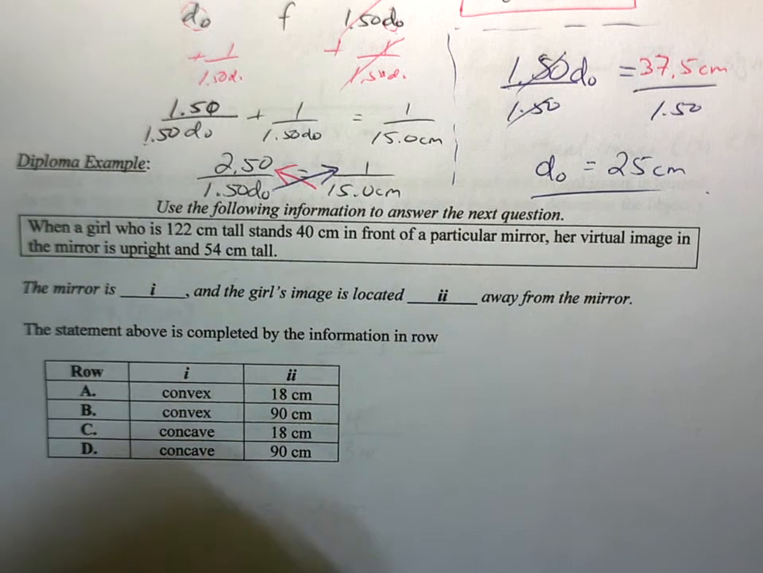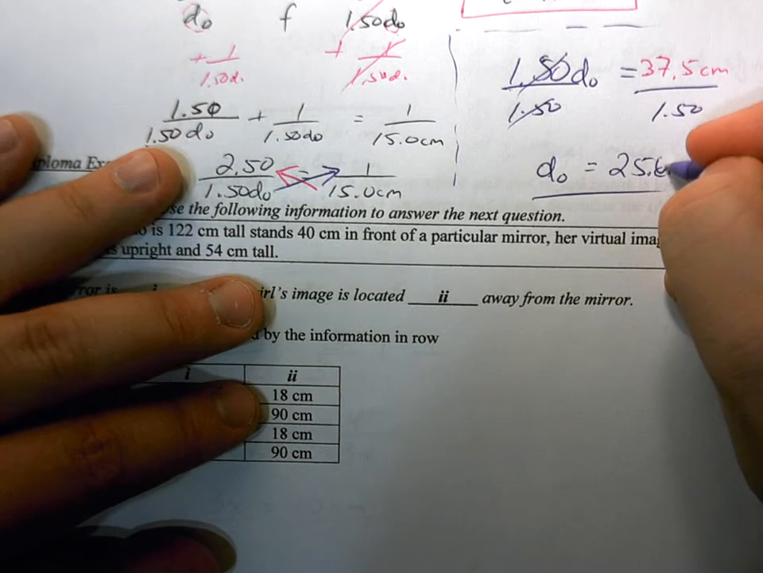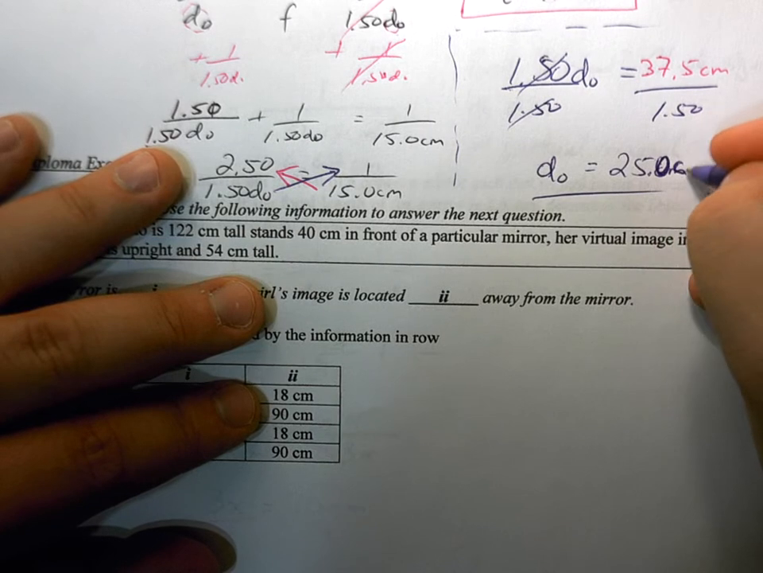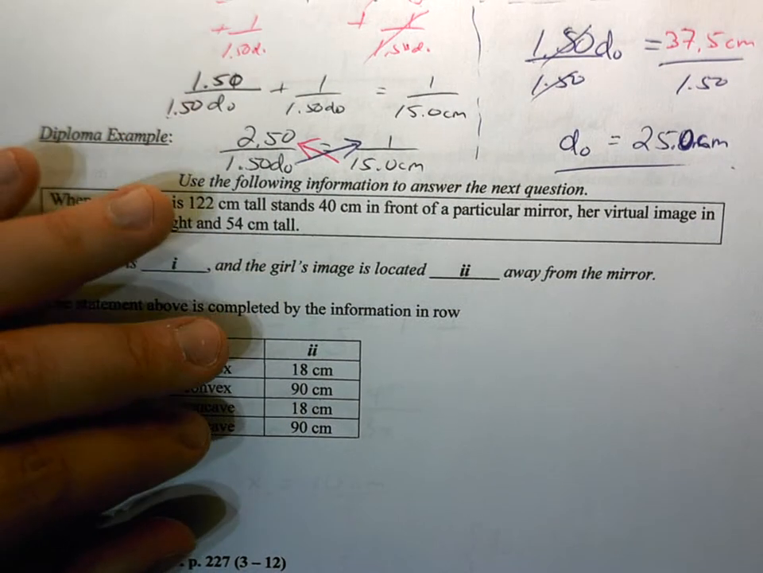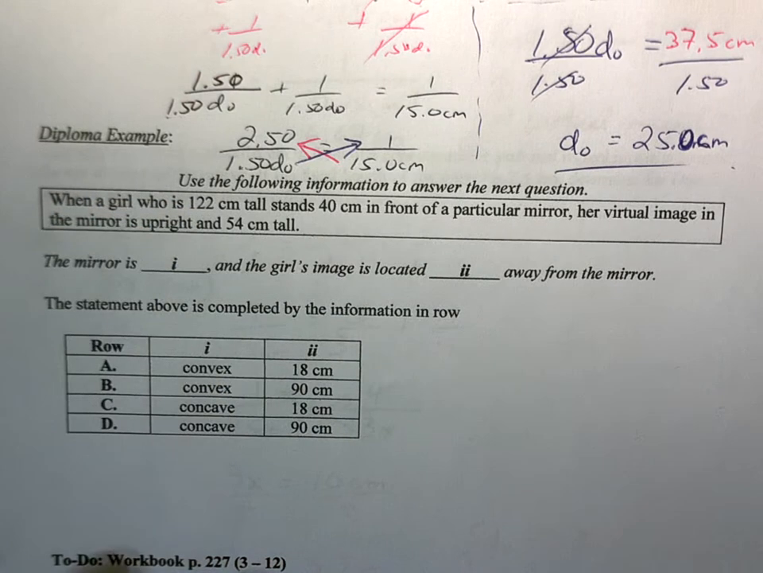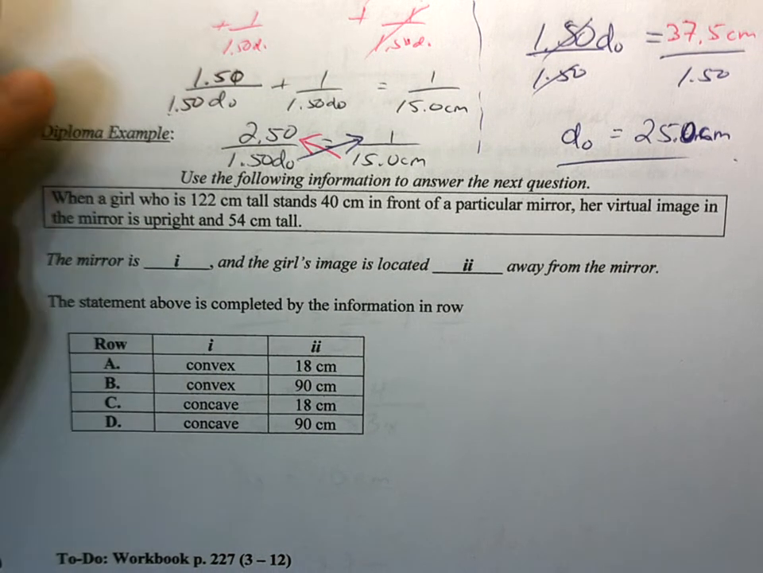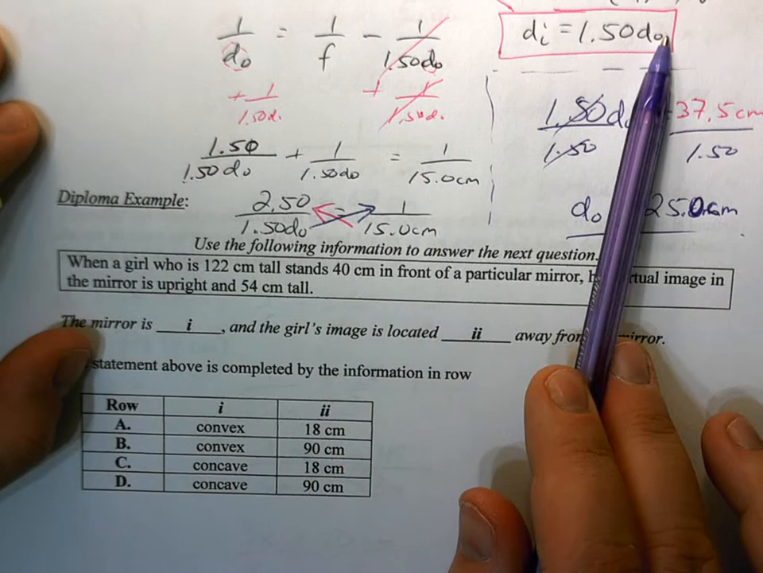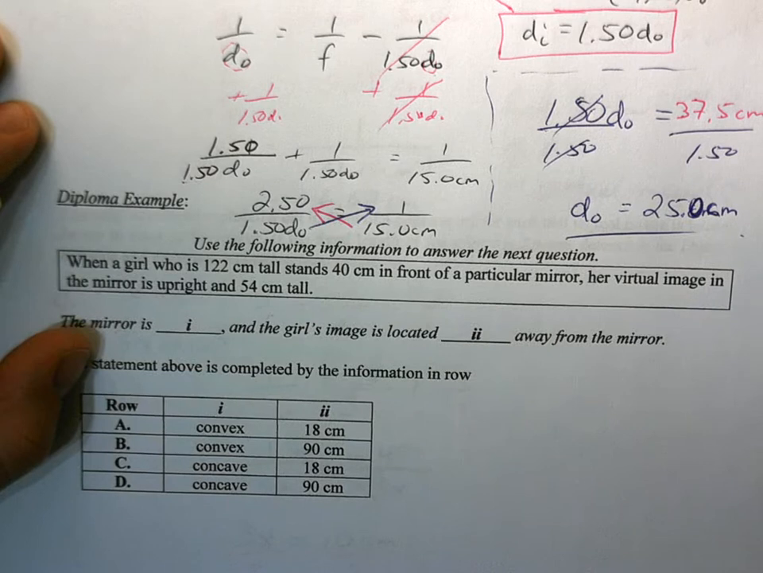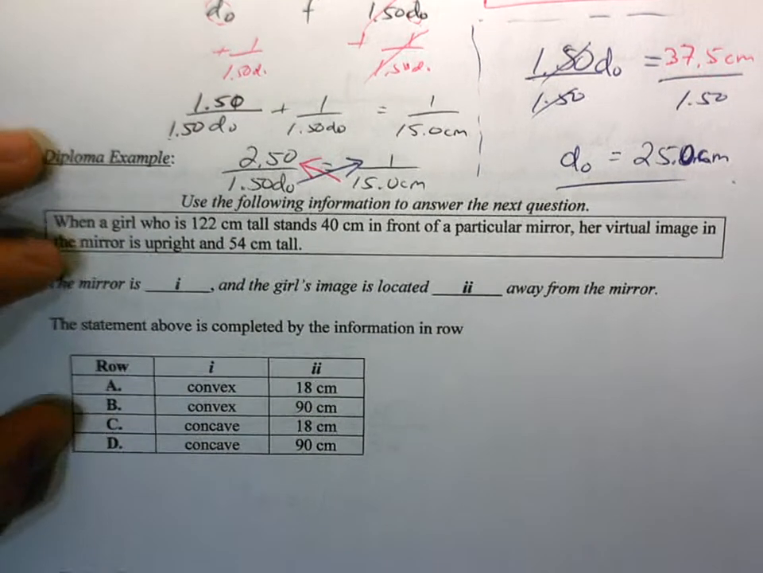We're going to get that the object distance is about 25 centimeters, and actually it should be 25.0 for significant digits. So based on using the magnification equation and the mirror equation together, we're going to get that DO is about 25.0 centimeters. So this idea of having to sub in DI into the mirror equation with DO is a pretty common type of question. That also occurs very frequently on the diploma.